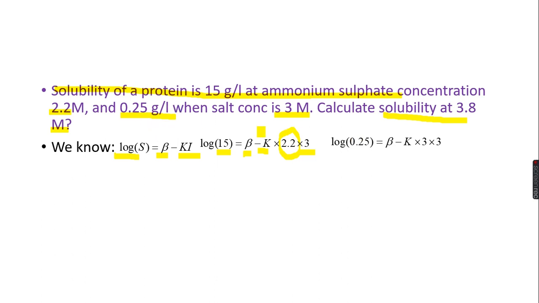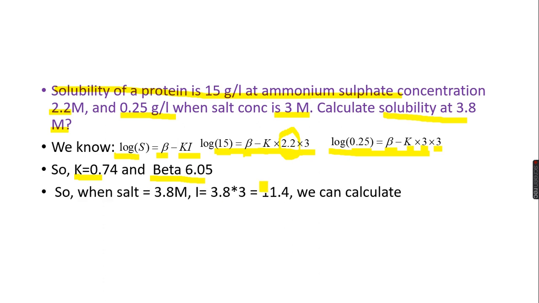And in the second case, the solubility of the protein is 0.25, beta we don't know, K we don't know, and 3 molar salt concentration. We are multiplying with 3 because, as I told you, for ammonium sulfate, to convert salt concentration into ionic strength we have to multiply with 3. So now I have two equations, one is this one, another is this one, and we can solve both because it is straightforward. This value is known, this is known. So two equations, two unknowns: we can calculate K, we can calculate beta.